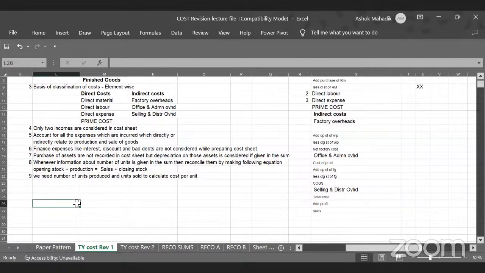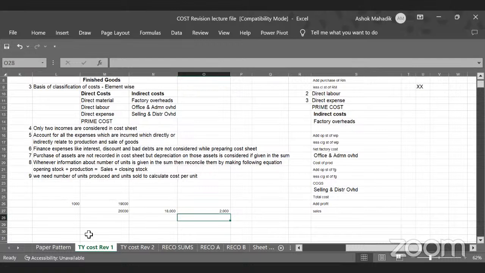Let me give you an example. Suppose I have opening stock of 1,000 units, and I have produced 19,000 units during the year. So total is 20,000 units. This will match with the other half of the equation, that is sales plus closing. So out of this, suppose I have sold only 18,000 units, then what will be my closing stock? 2,000. Clear? So this equation will give you all the missing information.